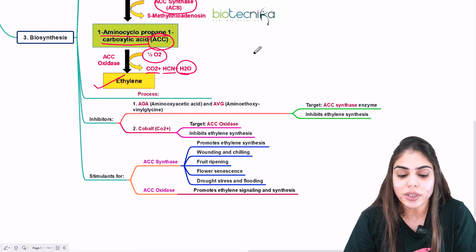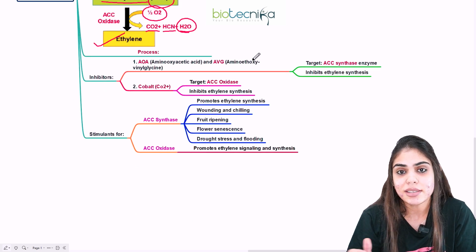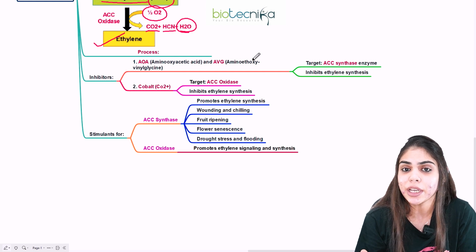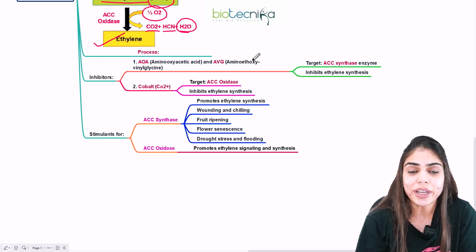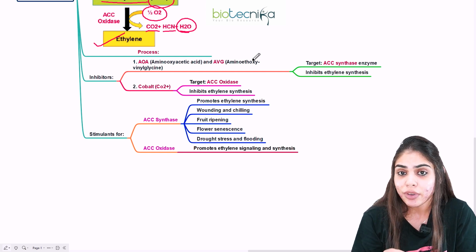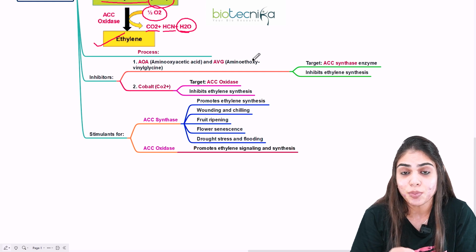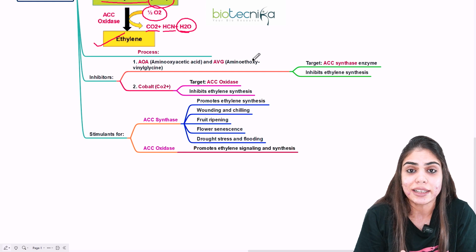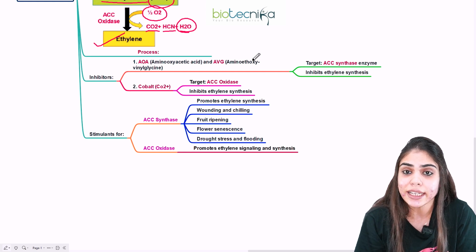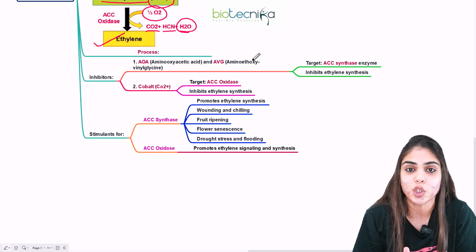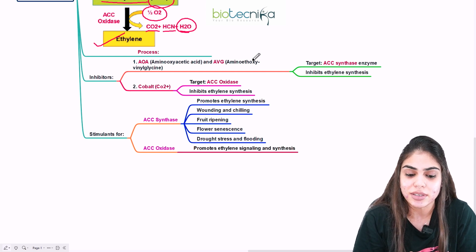And now if you want to target this pathway, this ethylene biosynthesis, or if you want to stop the ripening of fruits at any stage, you can just target the last two enzymes, that is ACC synthase as well as the ACC oxidase. Where you are targeting ACC synthase, you are stopping the synthesis of the intermediate, that is ACC. And if you are targeting ACC oxidase, that means you are halting the last step of the pathway, that is the ethylene biosynthesis.